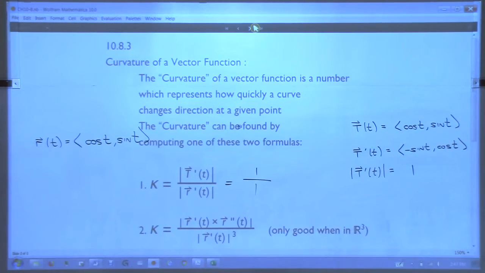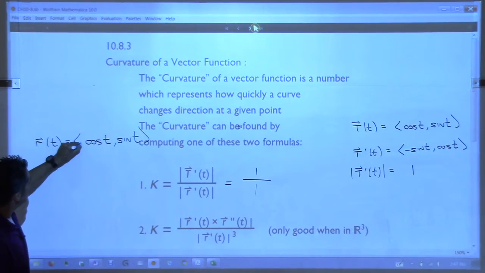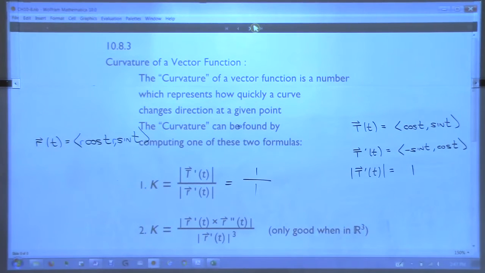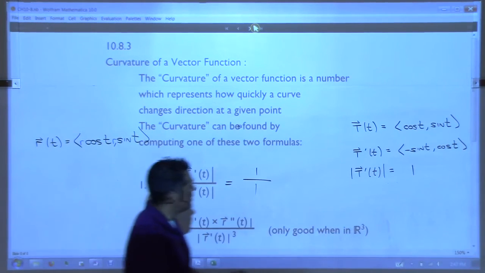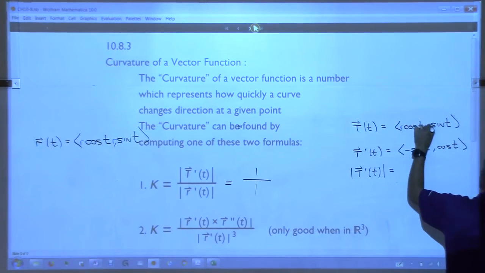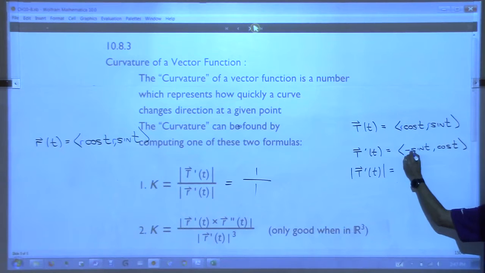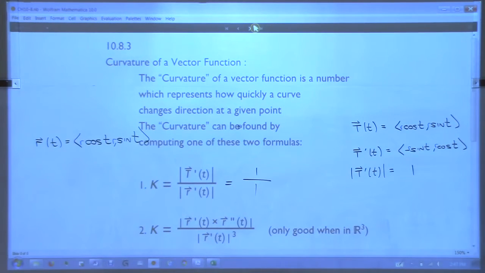If this were changed, I'm just curious if we think through this. If this were changed to r, our original function, so now we have a circle of radius r instead of 1. Would that change our curvature? So what would change over here? We would still have r here. We'd still have r here, right? We take the derivative, we'd have an r here. We'd have an r here.